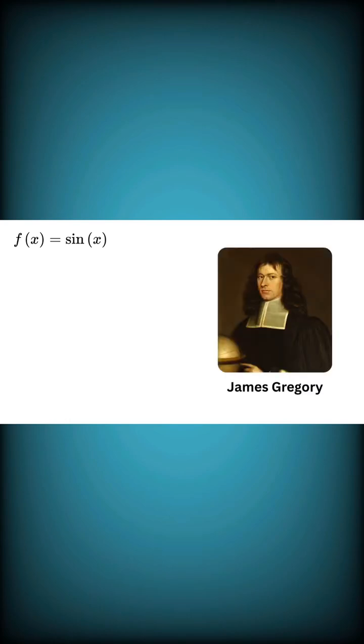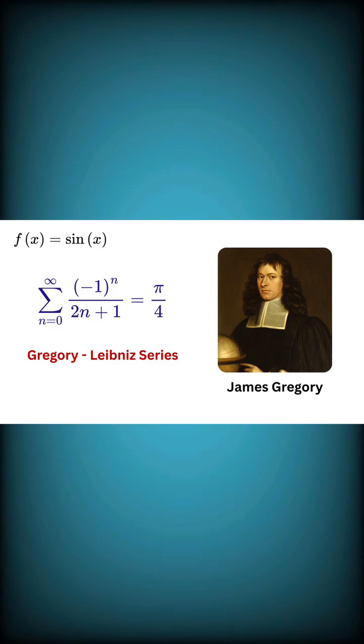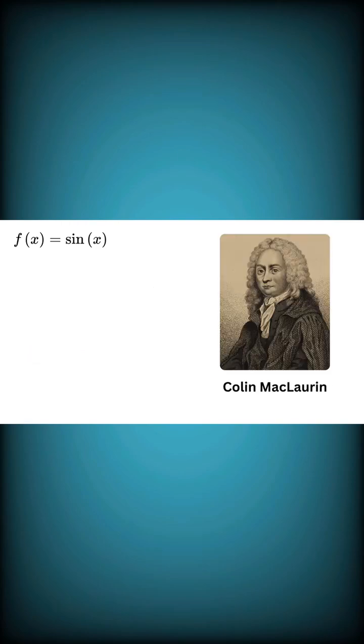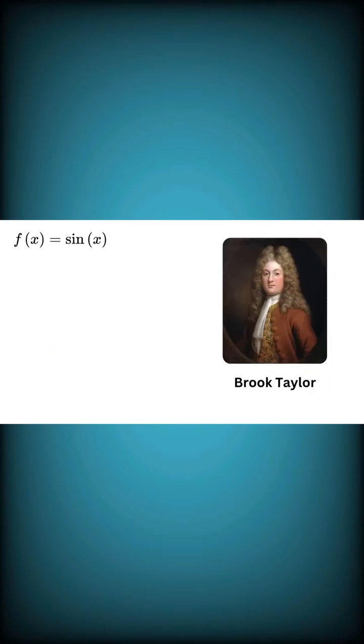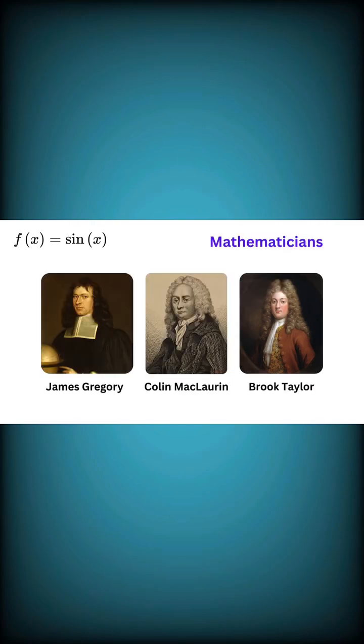But here is something interesting that mathematicians gradually realized over time. The Scottish mathematician James Gregory first explored infinite expansions of functions. Later, Colin Maclaurin studied these ideas systematically around the origin. And the English mathematician Brook Taylor gave the general formula for expanding a function about any point. We will refer to them as mathematicians.